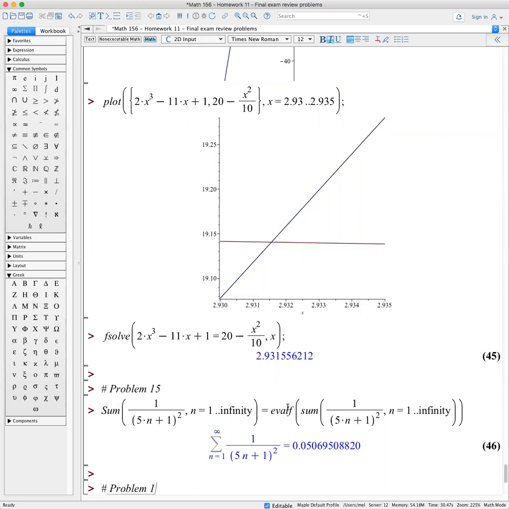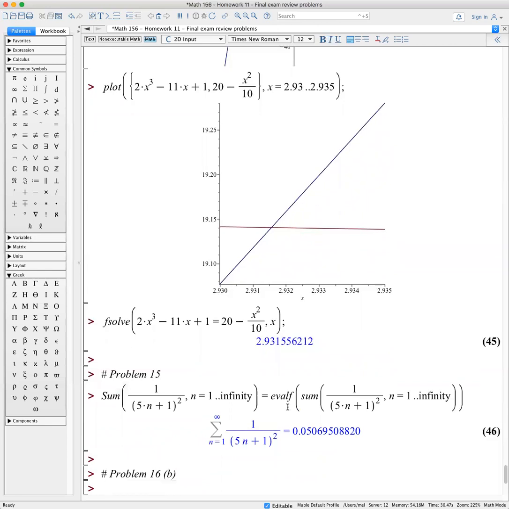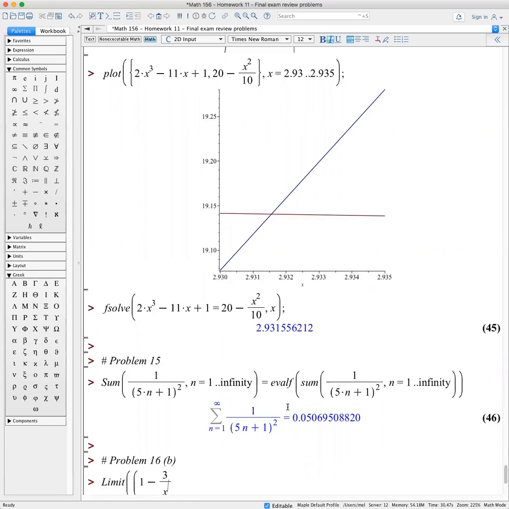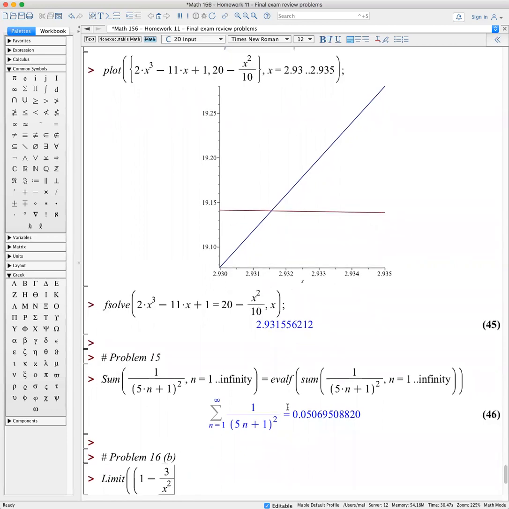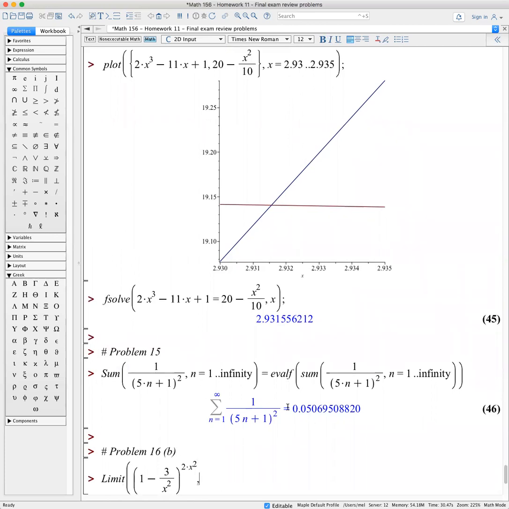For problem 16, one of them is just the standard limit, but I'm more interested in part B. That looks more interesting. So I want to find the limit of 1 minus 3 divided by x squared, raised to the power 2 times x squared, as x goes to infinity.